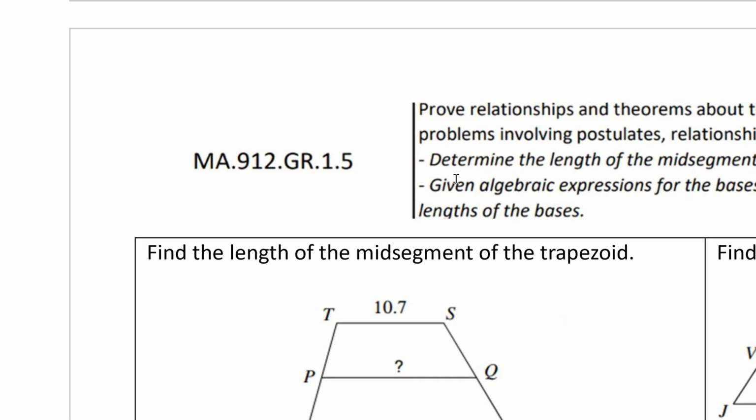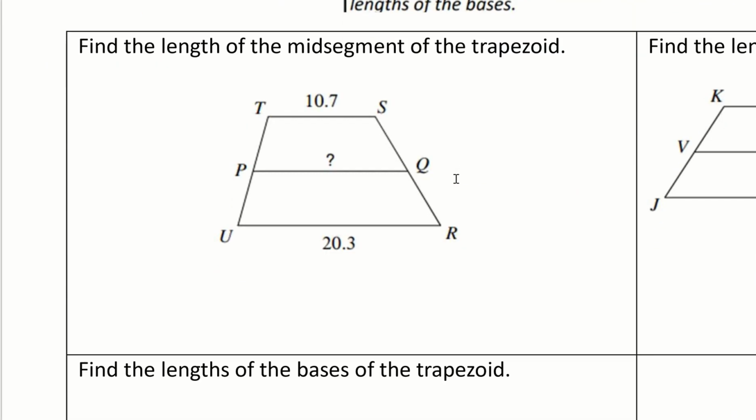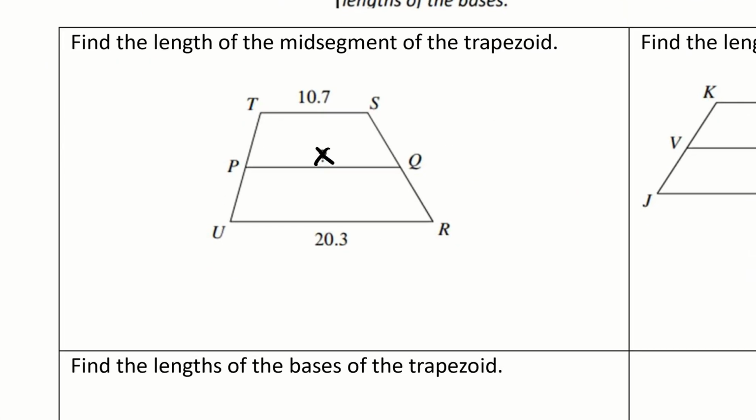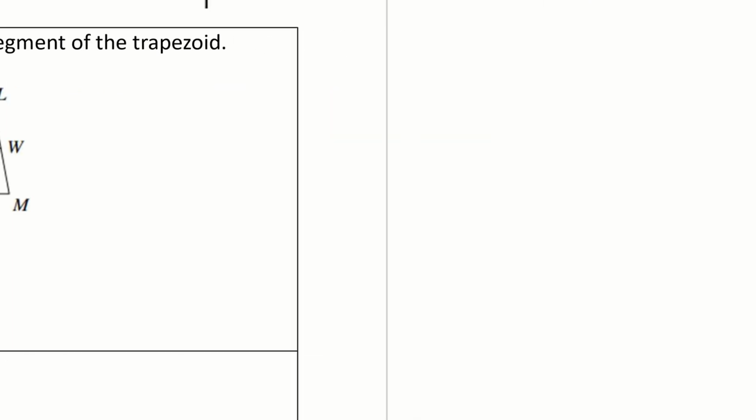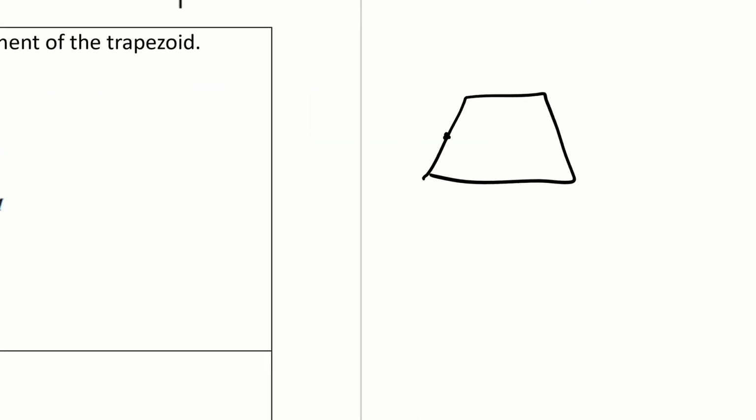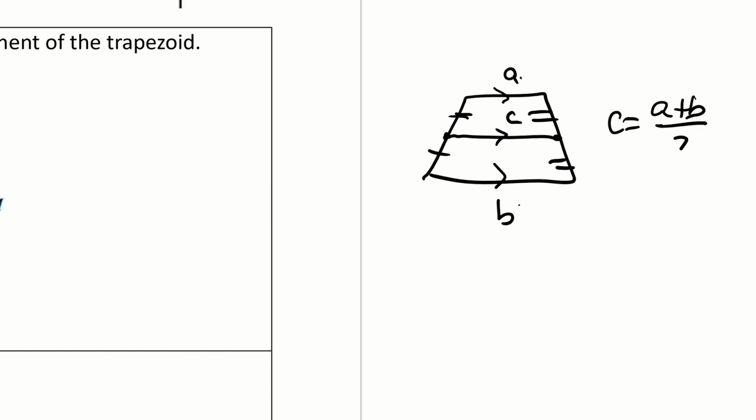Okay. So let's look at 1.5. Find the length of the mid-segment of the trapezoid. So remember the trapezoid mid-segment theorem states that if I have a mid-segment that divides a trapezoid in half, like this, where it connects the two midpoints and it's parallel to the bases, then to find the length of the mid-segment, I take the average of the two bases. So C is equal to (A plus B) divided by 2.